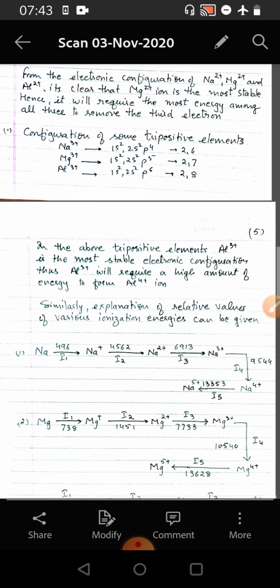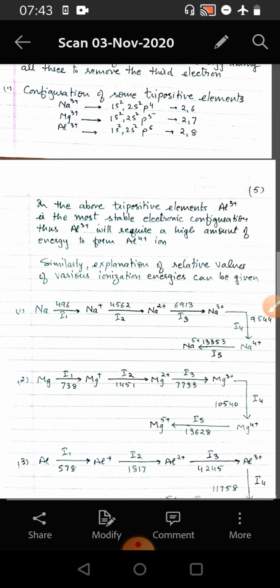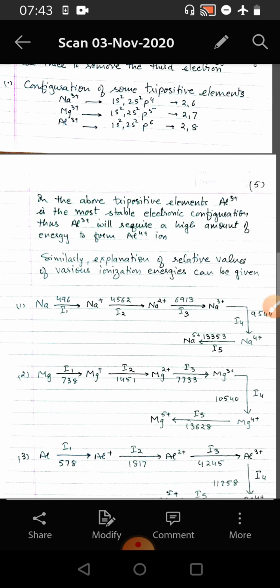Now let's take some configurations of tripositive elements. For example, sodium 3 plus has electronic configuration 1s2 2s2 2p4, magnesium 3 plus has 1s2 2s2 2p5, and aluminum 3 plus has 1s2 2s2 2p6. So we can say that in the above tripositive elements, aluminum 3 plus has the most stable electronic configuration. Therefore, aluminum 3 plus will require a high amount of energy to form the aluminum 4 plus ion.